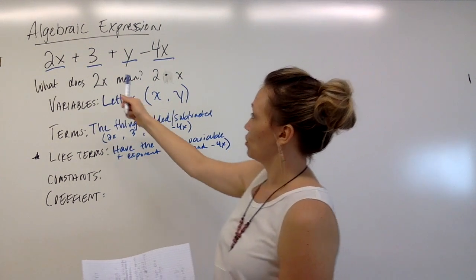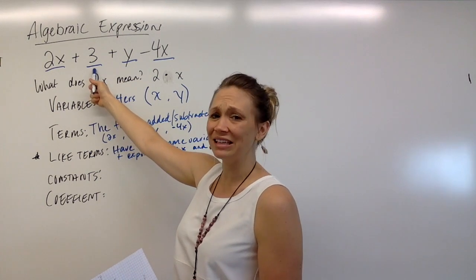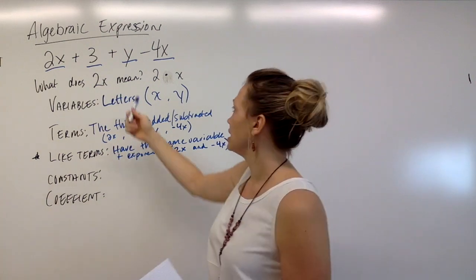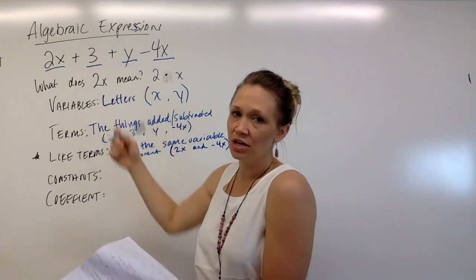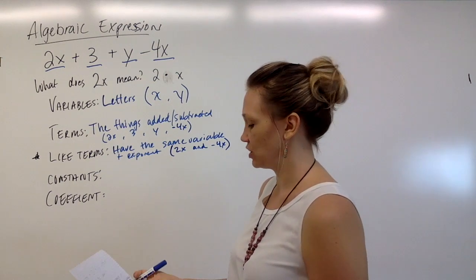Okay? So 3 does not have a variable, but it's the only thing that doesn't have a variable. So it has no other partner. It has no other like term. Same with y. This is the only time we use y, so it has no other like term. So that's our only pair set of like terms.